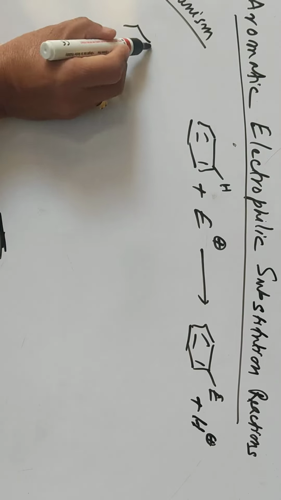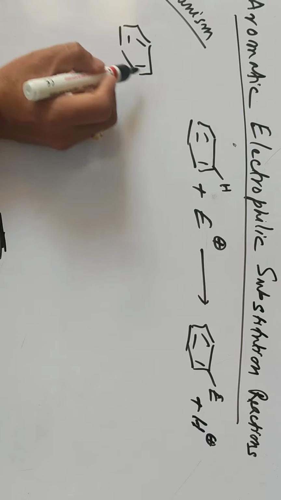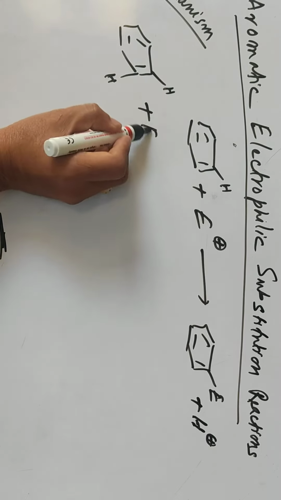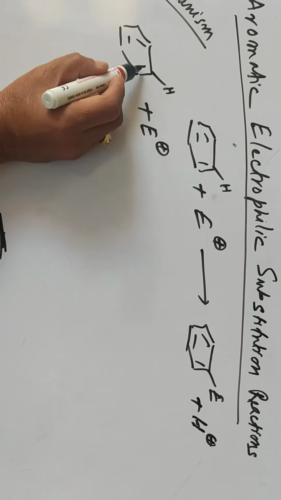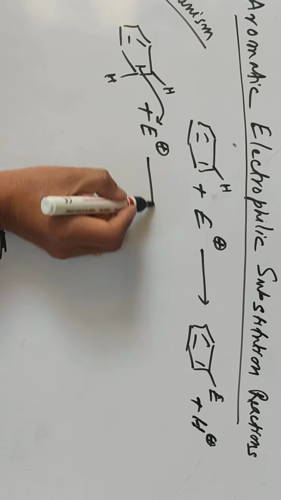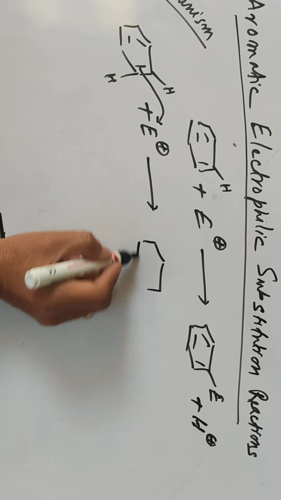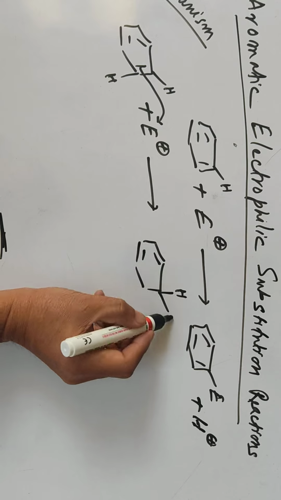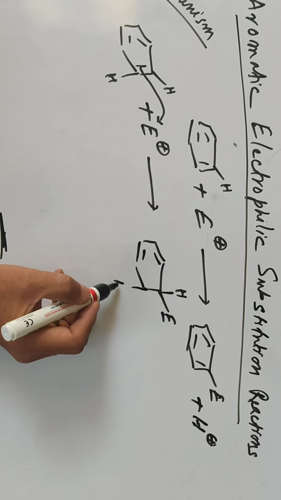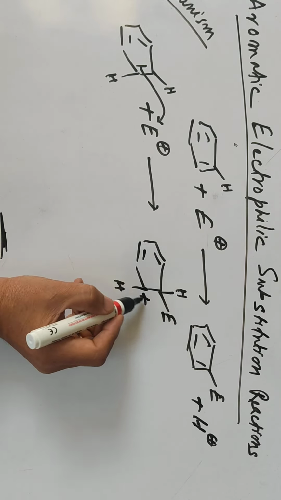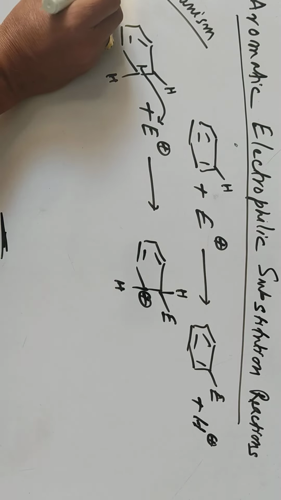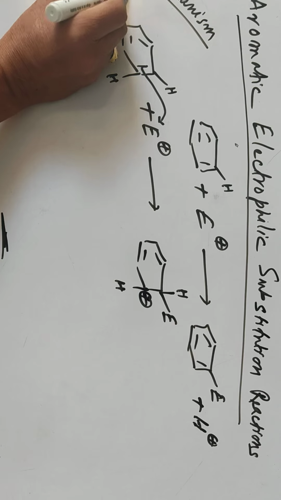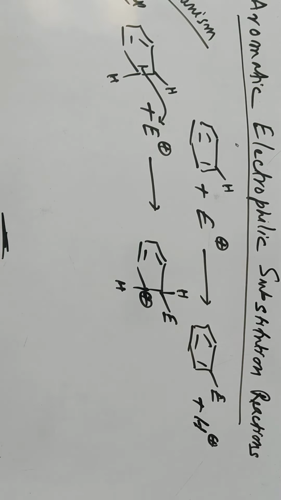The general mechanism of the reaction: there is hydrogen here, and the electrophile is there. The benzene ring first attacks the electrophile to give a carbocation, and this intermediate is not aromatic now. There is a positive charge here, a carbocation. This is the first step of the mechanism of aromatic electrophilic substitution.